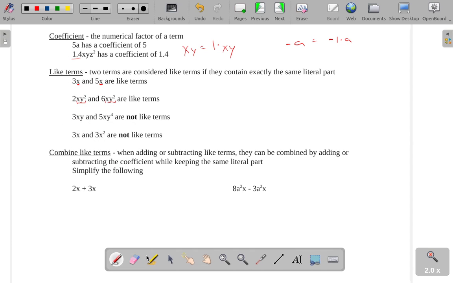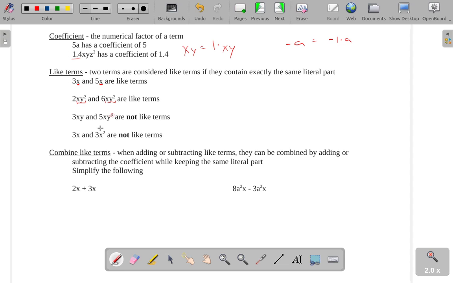Remember that these exponents essentially are saying that we have this y repeated 4 different times in this one. We have x times y times y times y times y. This one just has x times y. And so this 4 is actually part of the variable part because it's saying how many times that y occurs. Similarly, 3x and 3x squared are not like terms for the exact same reason.